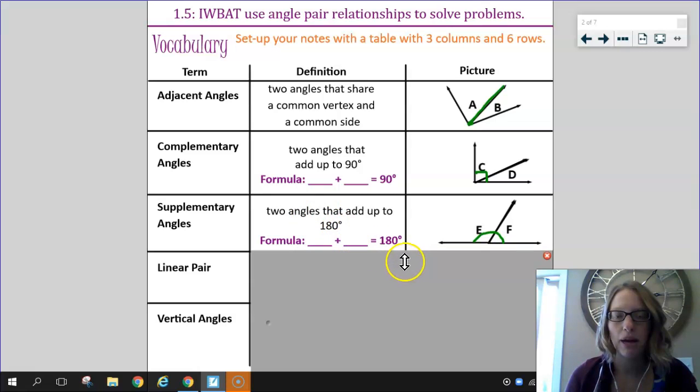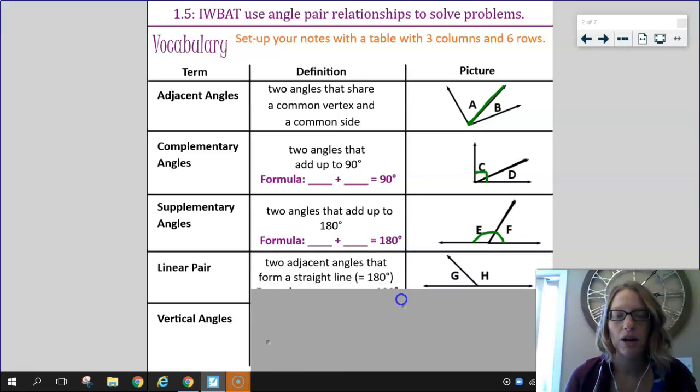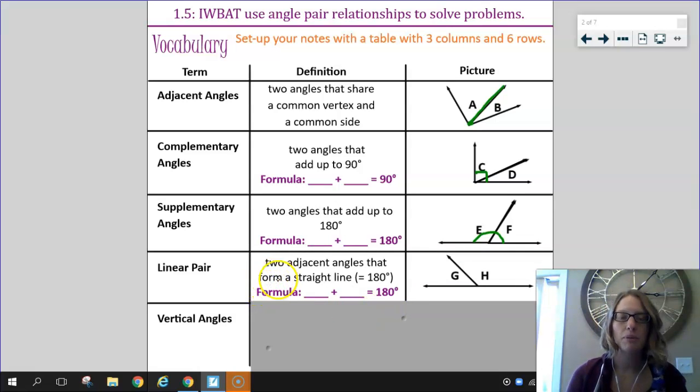Next, we have a linear pair. A linear pair is 2 adjacent angles that form a straight line. Notice that a linear pair and supplementary are very similar, but in a linear pair, the 2 angles must be neighbors, so they have to already share a side, like G and H do, as opposed to E and F, where I had to move them together to show them adding up to 180.